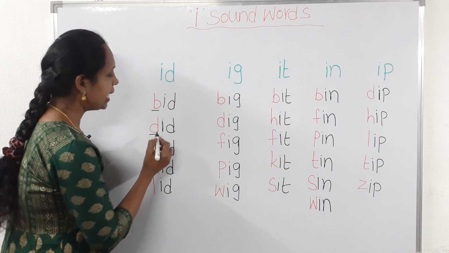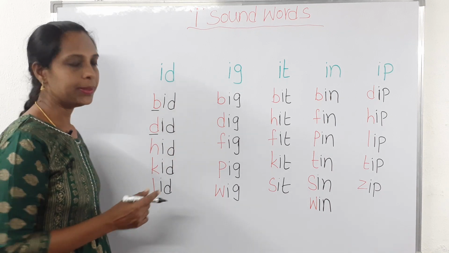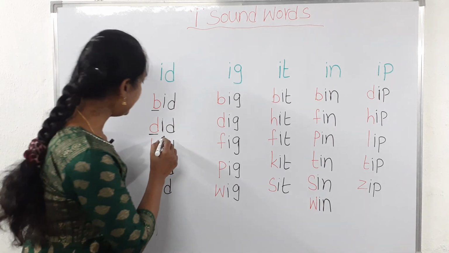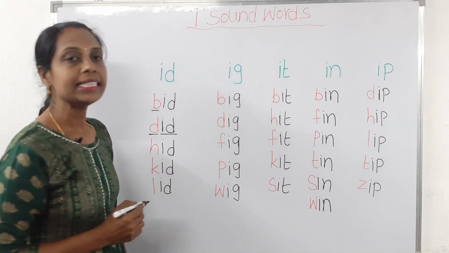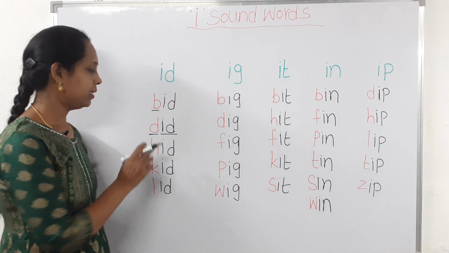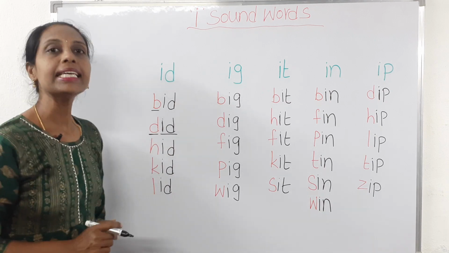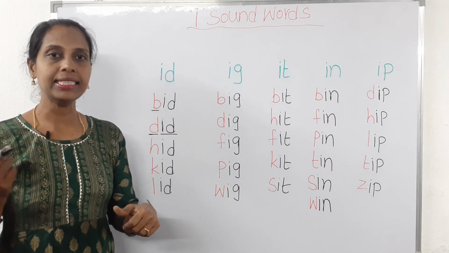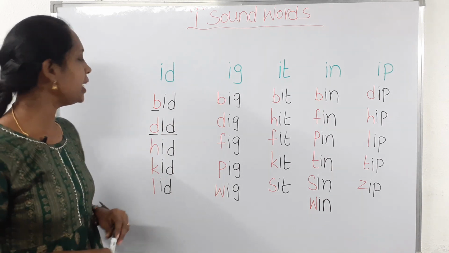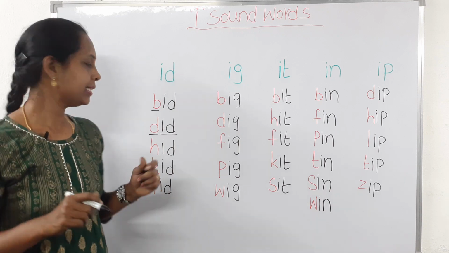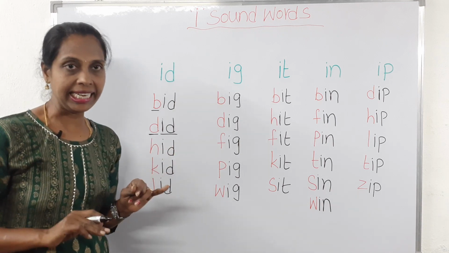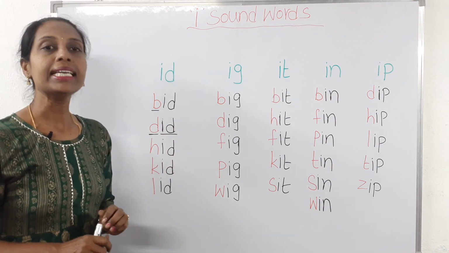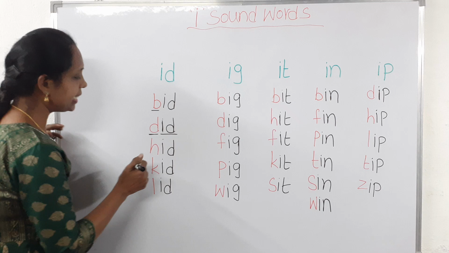Next, we can add a D letter to id. What is this letter? D. D, I, D, did. What is the sound of D? D. D, E, D, did. D-I-D, did.